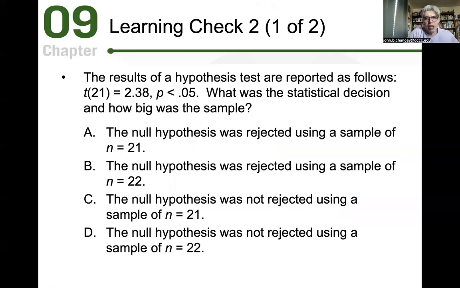Okay, let's do a quick comprehension check. The results of a hypothesis test are reported as follows: t(21) = 2.38 and p < 0.05. What was the statistical decision and how big was the sample?